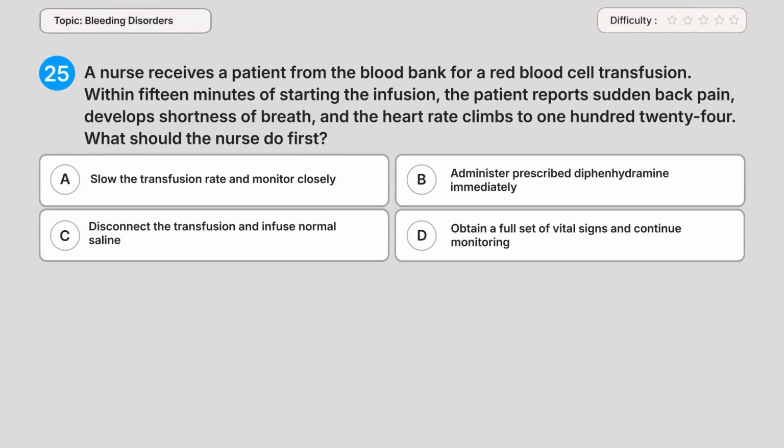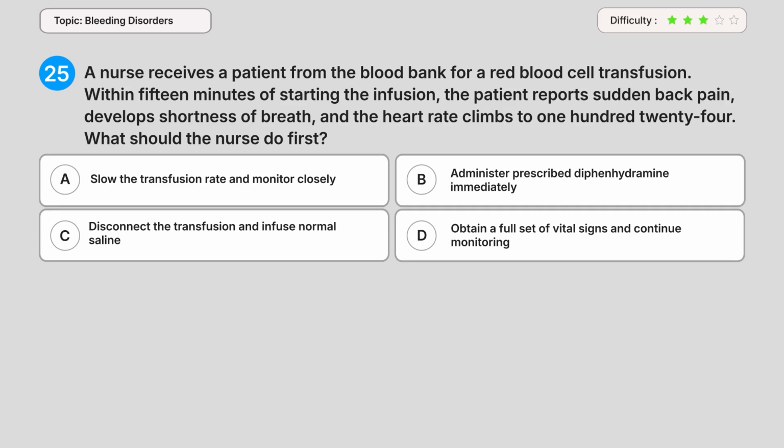25. A nurse receives a patient from the blood bank for a red blood cell transfusion. Within 15 minutes of starting the infusion, the patient reports sudden back pain, develops shortness of breath, and the heart rate climbs to 124. What should the nurse do first?